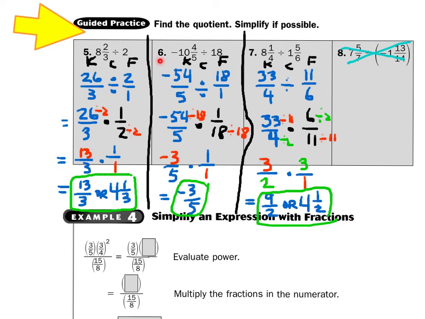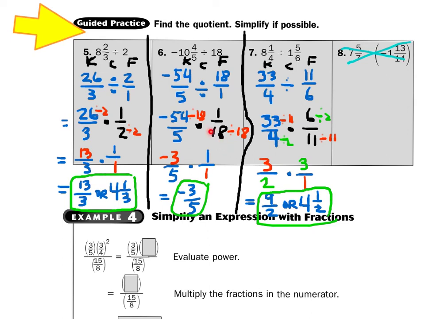Take a look at number 6. Negative 10 and 4/5 divided by 18. Remember, make everything look like fractions. So start at the 5. 5 times 10 is 50, plus 4 would be negative 54 over 5. Copy the division, and then make the 18 look like a fraction, 18 over 1. Now you can do the trick. Keep, change, flip. Keep the first fraction the same, negative 54 over 5. Change division to multiplying, and flip that second fraction so it becomes 1 over 18.